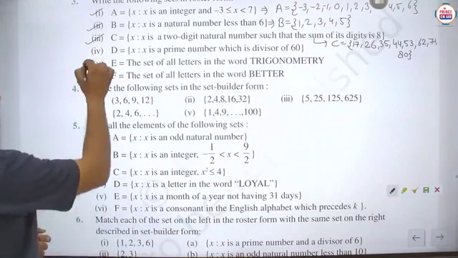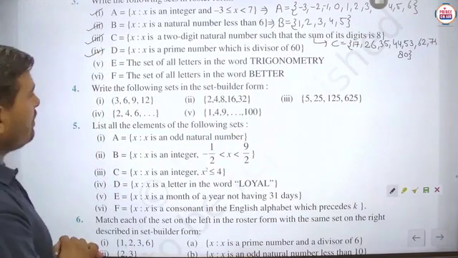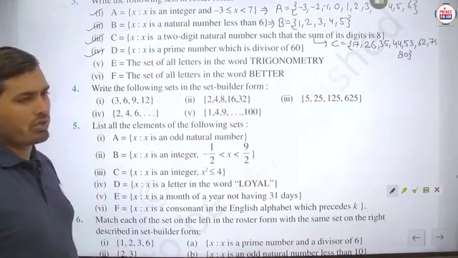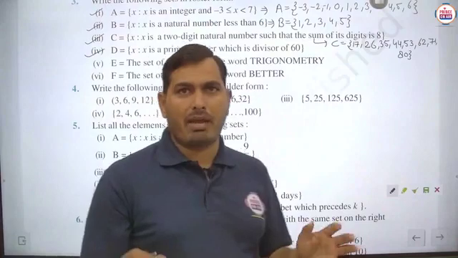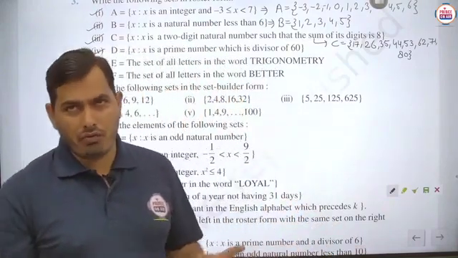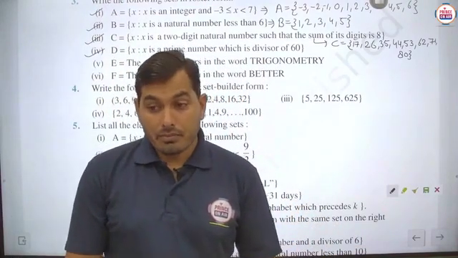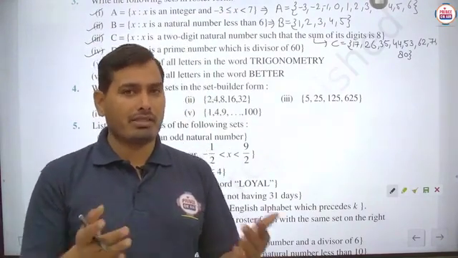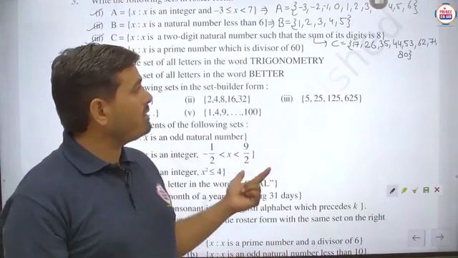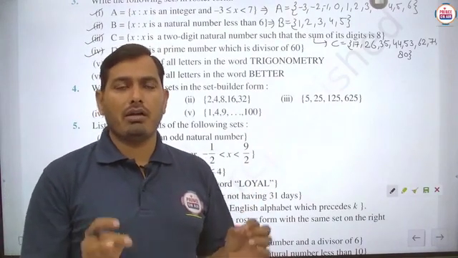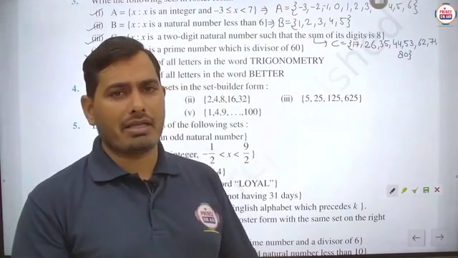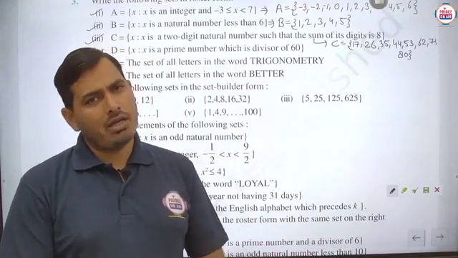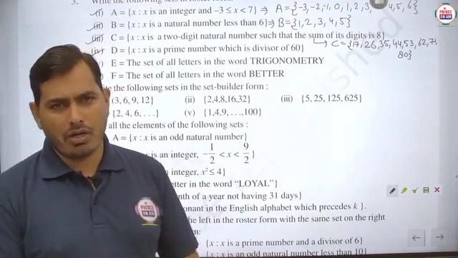Next we take the fourth part here. In this fourth part, x is a prime number which is a divisor of 60. So student, first of all we have to discuss prime numbers. I think each and every student knows very well about prime numbers. Prime numbers are numbers which are divisible by 1 or itself. Is it clear? Means either they are divided by 1, or they are divisible only by themselves.